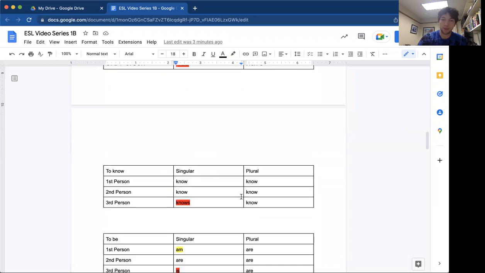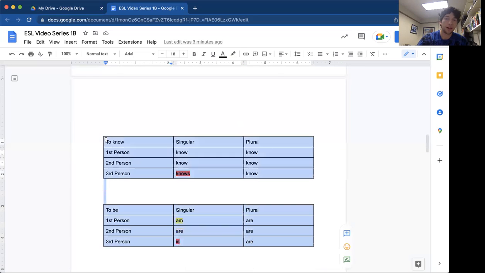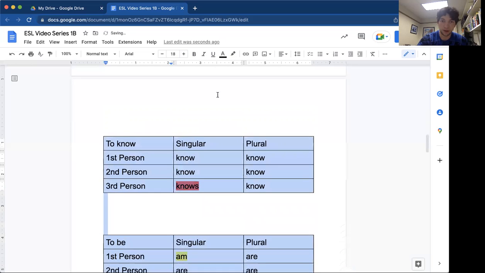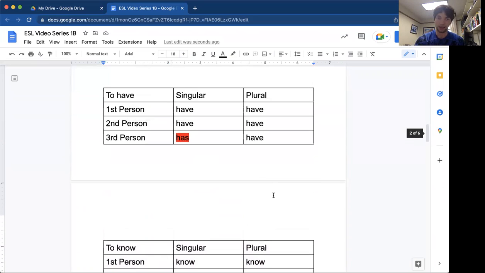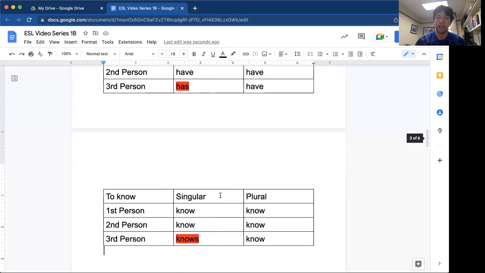We'll look at another couple examples here, right? To know is another verb. I'm going to make this a little bigger. There we go. And it follows a very similar pattern, it's actually the same pattern as to have, right? Everything is the same except for the third person singular, and you just add an S there, right? There you go.